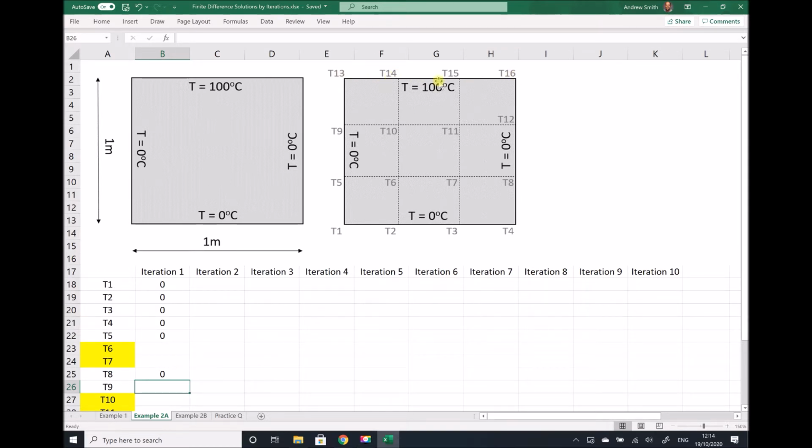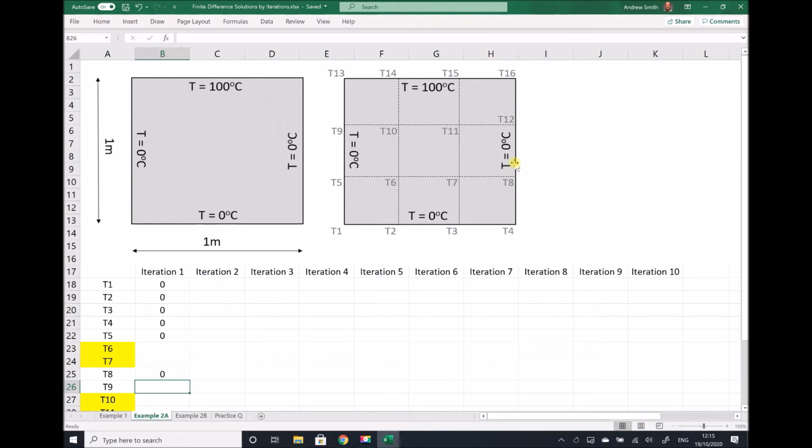Now it should be evident that T14 and T15 are both 100 degrees C because they both sit exclusively on our top boundary. But T13 sits at a junction between a boundary where the temperature is 0 degrees C and 100 degrees C. So we need to take the average there. T13 is going to be 50 degrees C. By the same reasoning, T16 is also going to be 50 degrees C. It sits on a boundary between 100 degrees C and 0 degrees C.